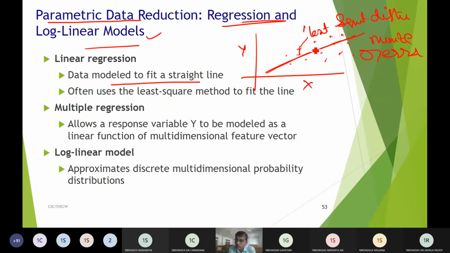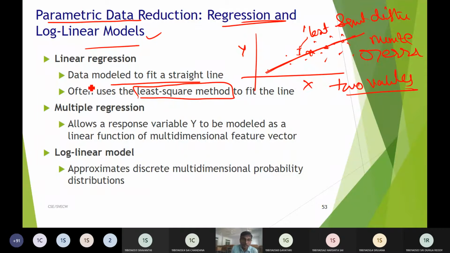So the actual value is posted here, the values on the line, the values off the line are also posted, and the difference between these values will be very low. So we are going to use this least square method to fit the line. Here we are going to take only two variables at this point of time.